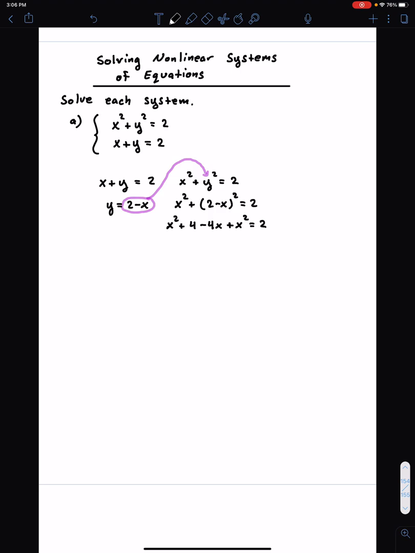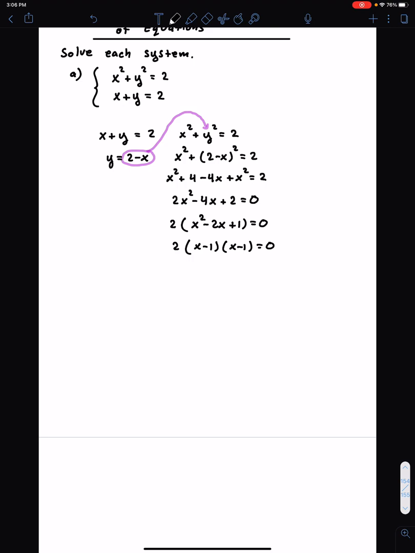Now I have a quadratic. I'm going to combine like terms on the left side. So 2x squared minus 4x, and I'm going to subtract 2 also to get it equal to 0. Now if I factor out a 2, I'm left with x squared minus 2x plus 1. And this will factor into x minus 1 times another x minus 1.